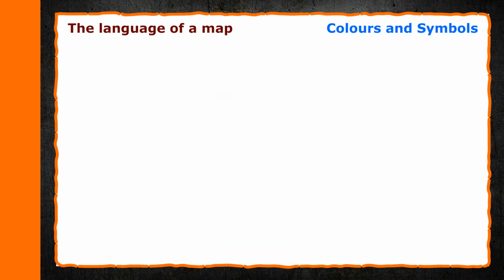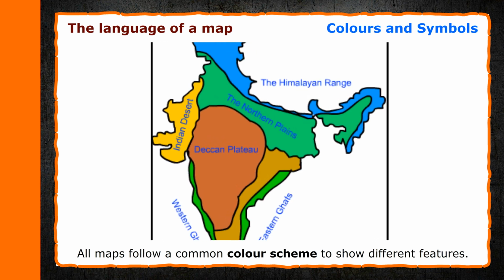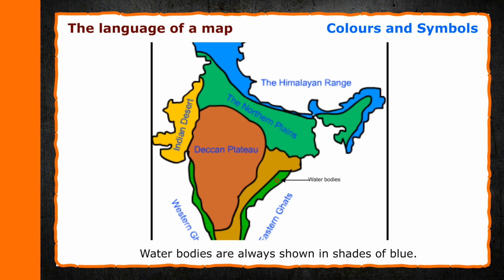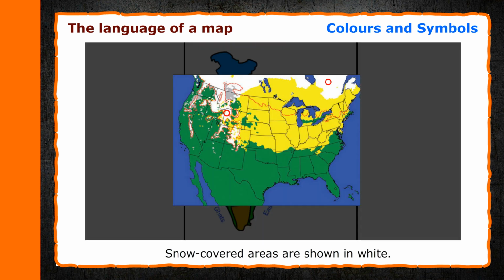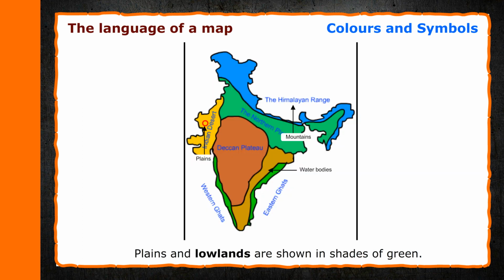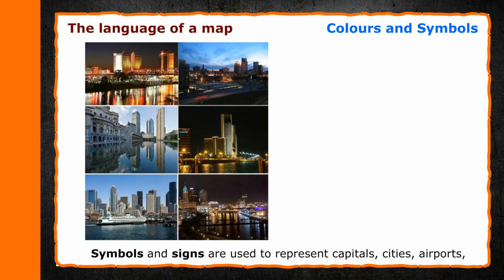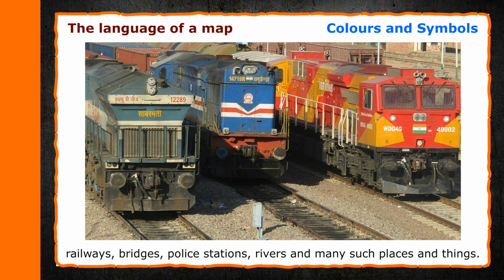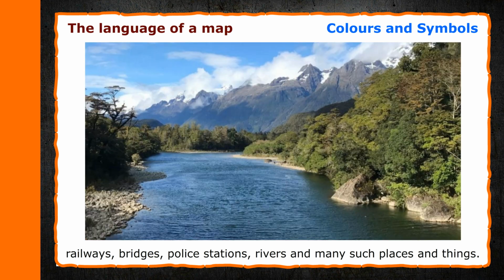Colors and symbols. All maps follow a common color scheme to show different features. For example, water bodies are always shown in shades of blue. Mountains and highlands are shown in shades of brown and yellow. Snow-covered areas are shown in white. Plains and lowlands are shown in shades of green. Symbols and signs are used to represent capitals, cities, airports, railways, bridges, police stations, rivers, and many such places and things.